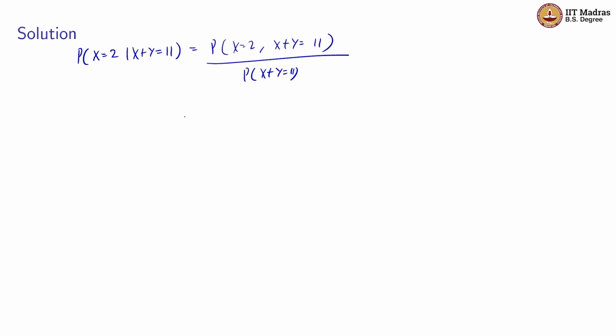So if x is equal to 2 and x plus y is equal to 11, this means that y is equal to 9. So the probability that x is equal to 2 and x plus y is equal to 11 will be equal to the joint probability that x is equal to 2 and y is equal to 9.